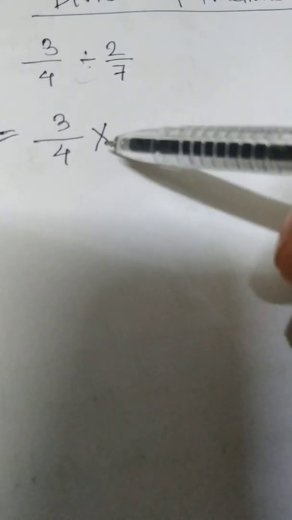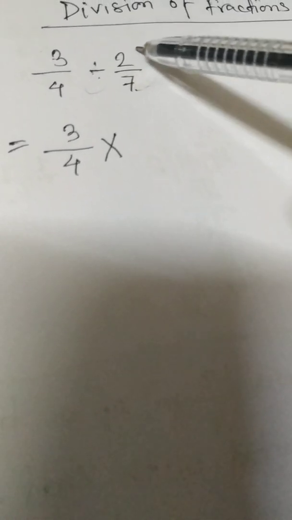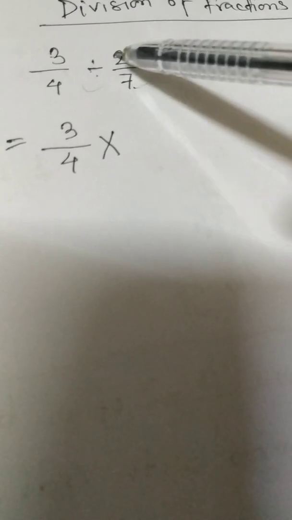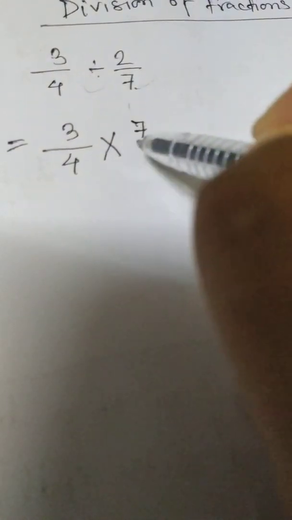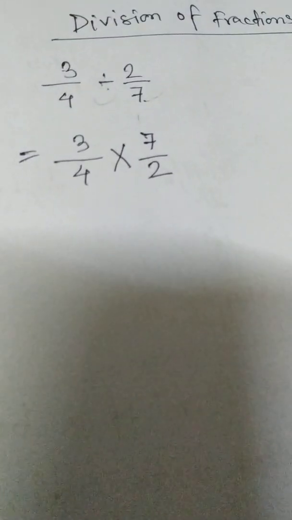If we are changing the sign, something needs to be changed over here. So what do we need to do? We change this denominator to numerator, and this numerator will come to the denominator part. So it becomes 7 by 2. So 7 goes up, 2 goes down. That's the only thing.